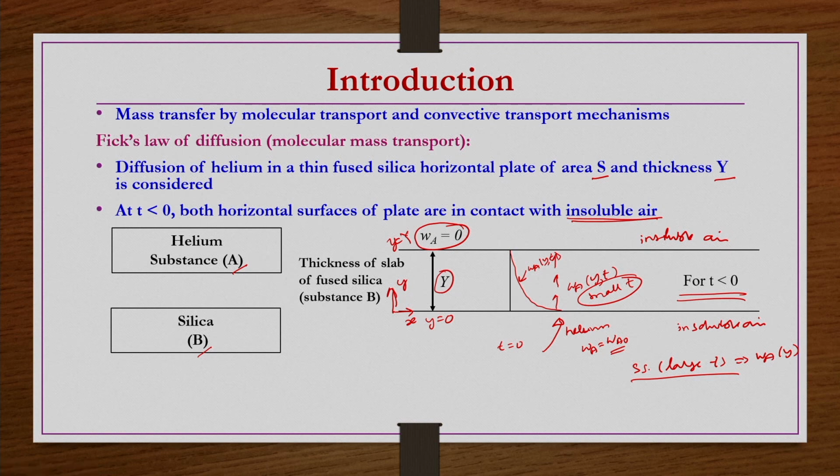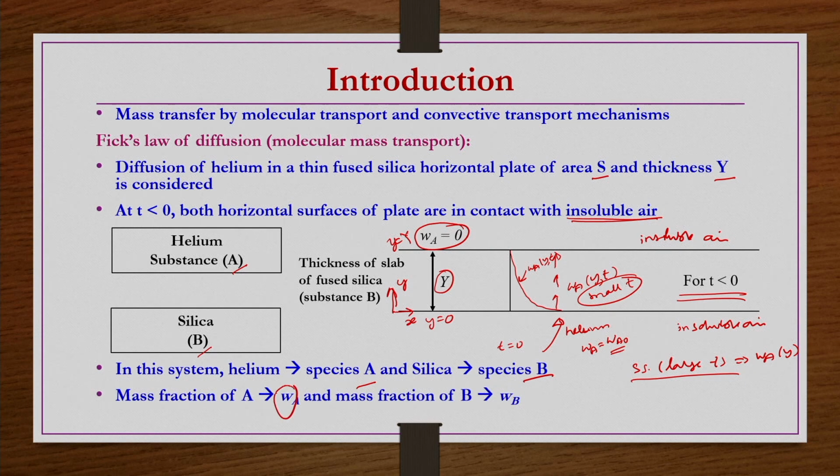So that is the basic demonstration experiment that we are going to have, and from here we get the required equation for the flux, and then that flux we are going to relate to the concentration gradient. From there we get Fick's law of diffusion, which we already know. So, in the system helium is species A and silica is species B.